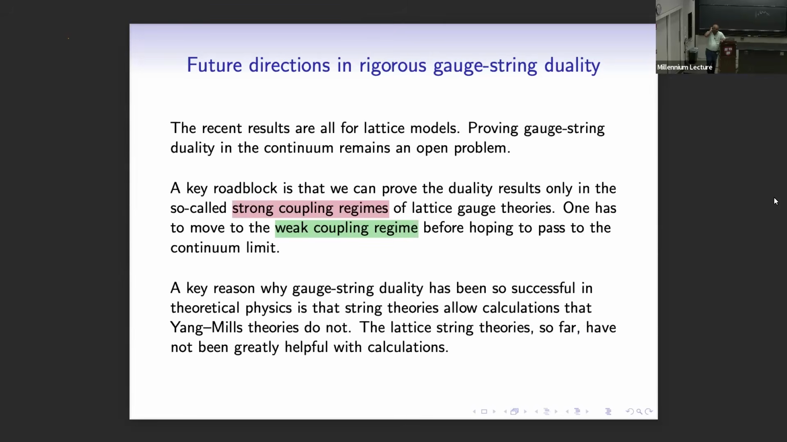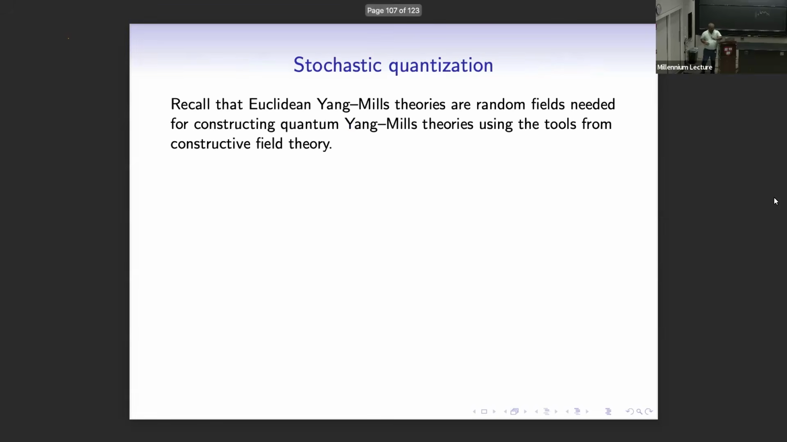The other thing, which would be very nice to do something about, is that the gauge-string duality has been so successful in theoretical physics because string theories allow calculations that Yang-Mills theories do not. So once you pass over to the string side, you have access to a lot of tools. The lattice string theories that we have so far have not been so greatly helpful. So it'll be nice to be able to extract more juice out of the lattice string theories that we have. Okay, so that's one thing.